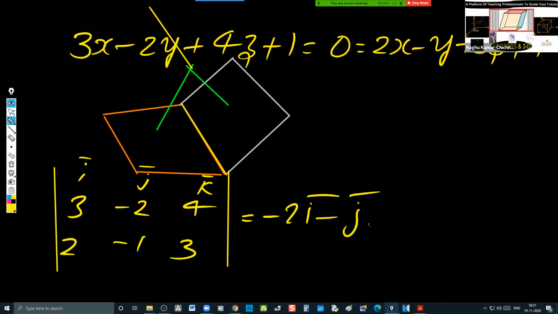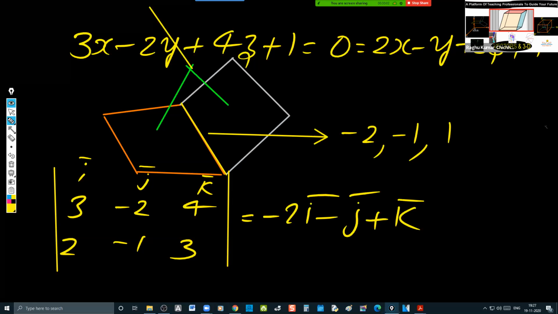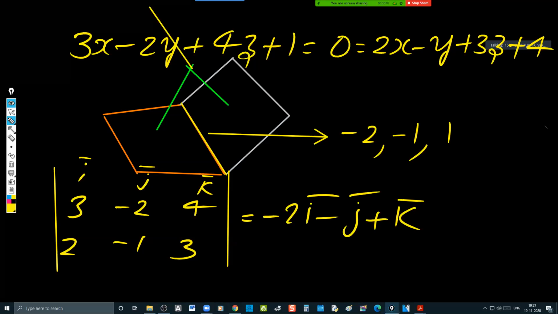That's it. So what are the DRs of this line of intersection, please? Minus 2, minus 1, 1. That's it. Minus 2, minus 1, 1. I hope you understand what I'm explaining. Are you there, both of you? Please respond. Yes, sir. Yes, sir.